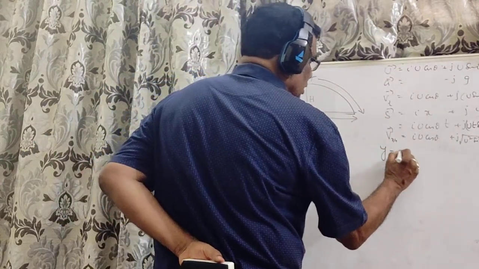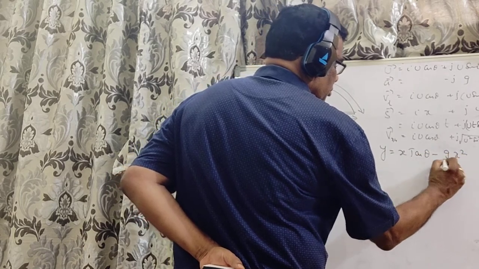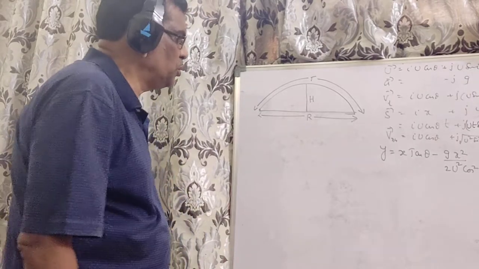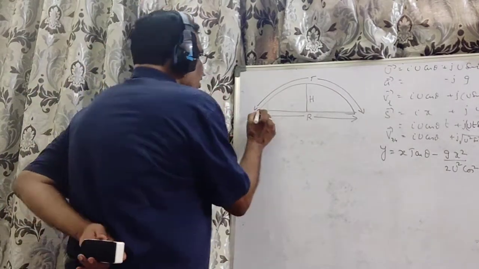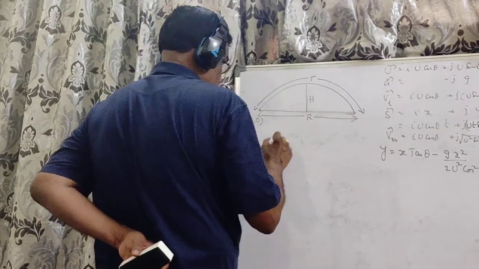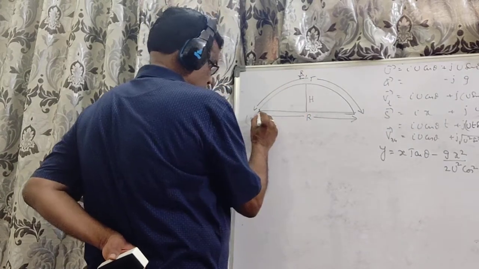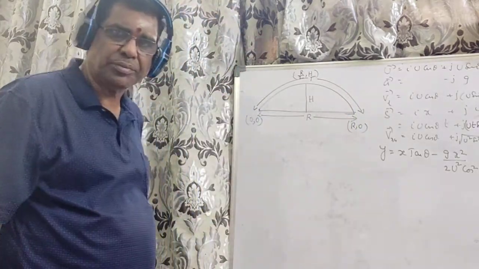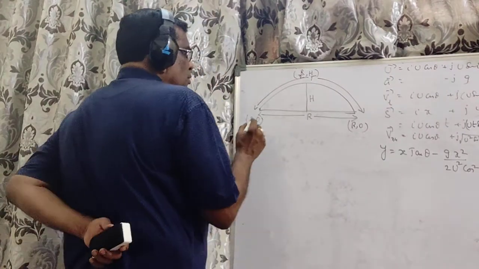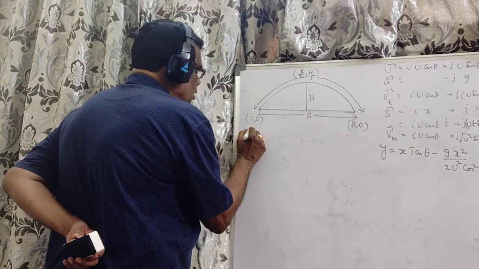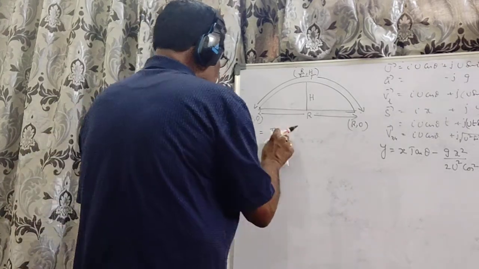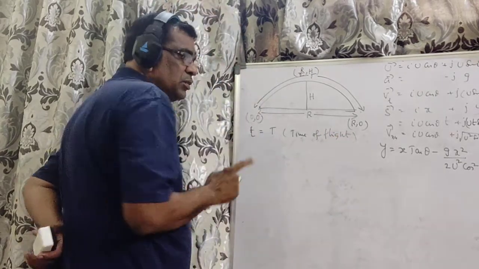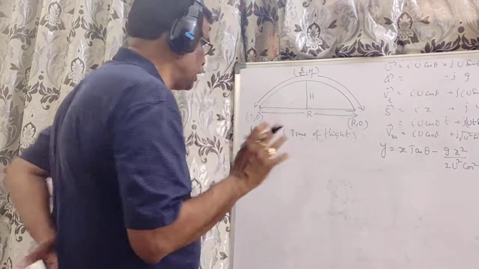And I write that equation here. Y is equal to x tan theta minus g x squared by 2u squared cos squared theta. Now, this is 0, 0. This is R by 2, and the vertical part is this. And this is R, 0, because the vertical part is 0. And I have already shown you that for the time of flight the vertical displacement is 0. So your t becomes the time of flight. Mind you, this is only meant for symmetric and oblique projectiles.